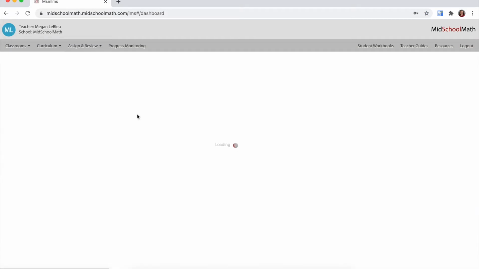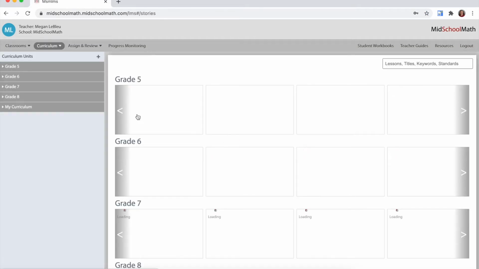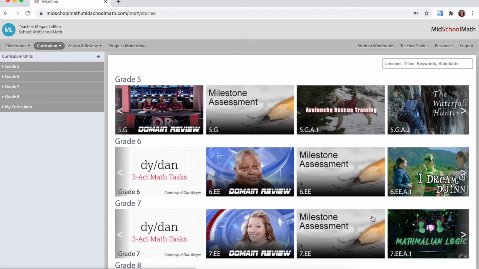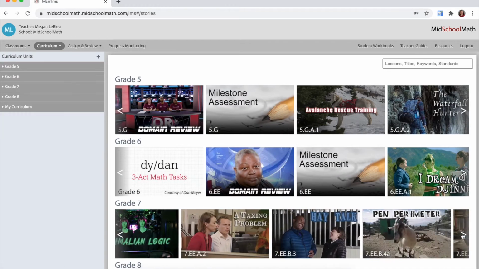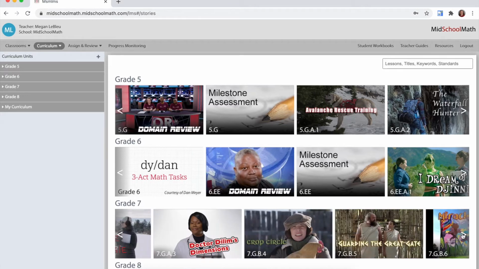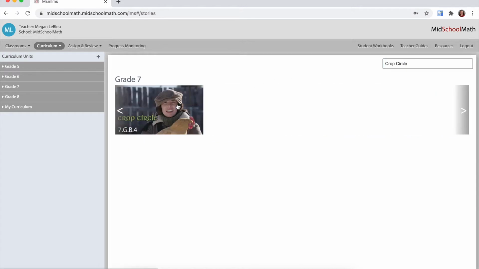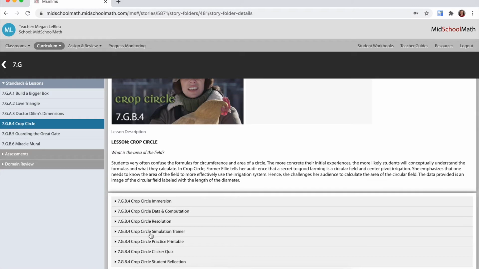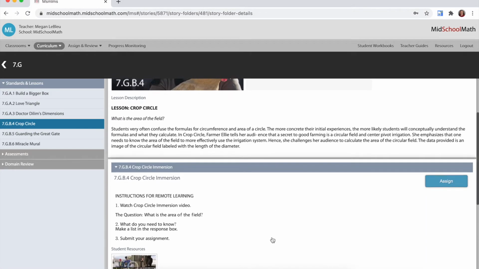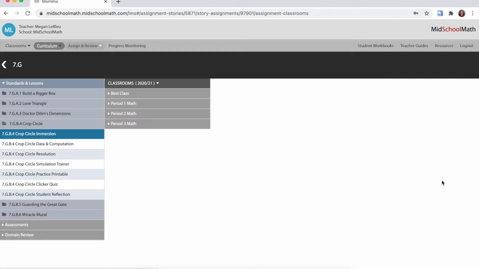MidSchoolMath created the Math Simulator to provide a strong conceptual foundation for each of the 142 Common Core math standards. In the teacher account, we see that a teacher can preview the components for each standard, use these resources to facilitate a lesson in class, as well as electronically assign the components for students to complete on their own, potentially even at home.